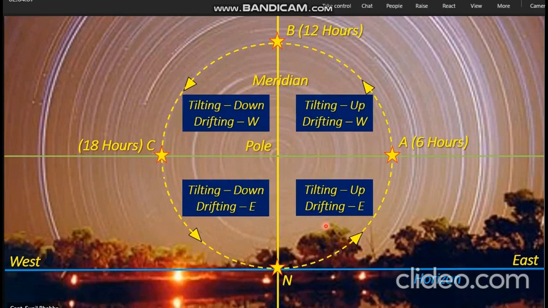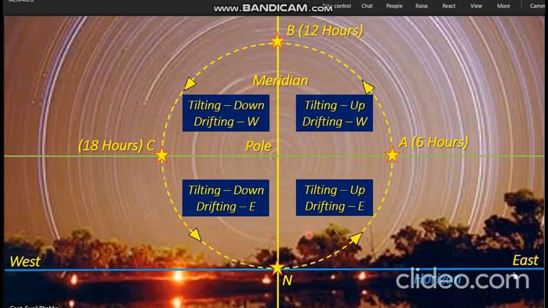Now these are very important to understand the making of or converting of a free gyro into a gyro compass. Once we know these directions, it makes it very easy to understand how a free gyro is converted into a gyro compass.